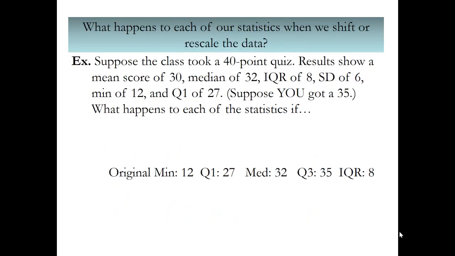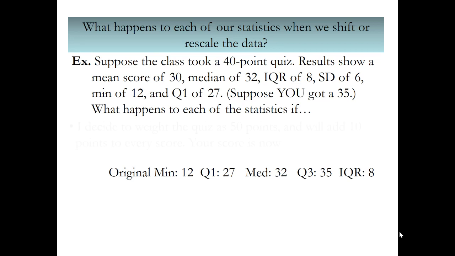First thing is, we want to talk about what would happen if we shift or rescale data. So let's say the class took a 40-point quiz. Results show the mean score was a 30, the median was 32, we had an IQR of 8, and a standard deviation of 6, minimum of 12, and a Q1 of 27. Now suppose you got a 35.